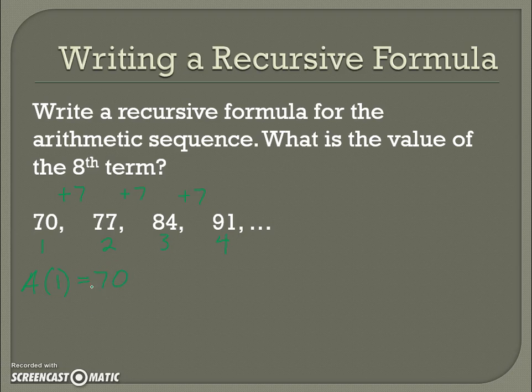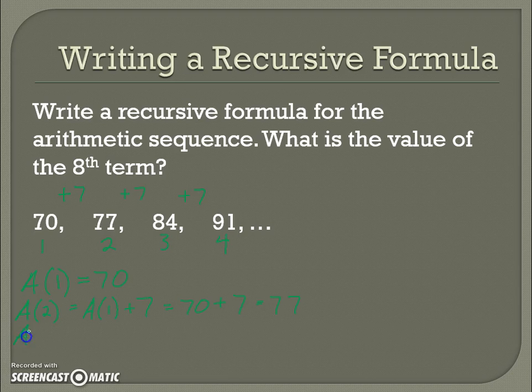The way I would find term 2 is I would take term 1 and I would add 7 to it, which equals 70 plus 7, so that my second term is 77. So second term is 77.